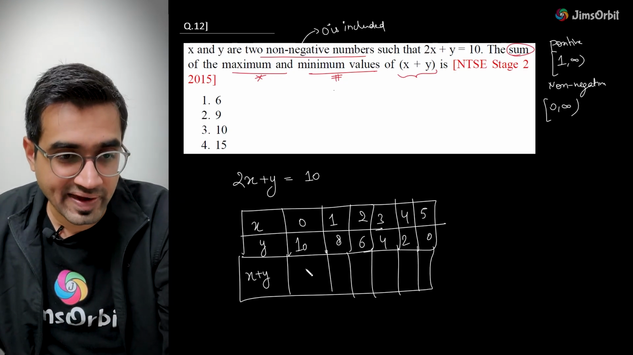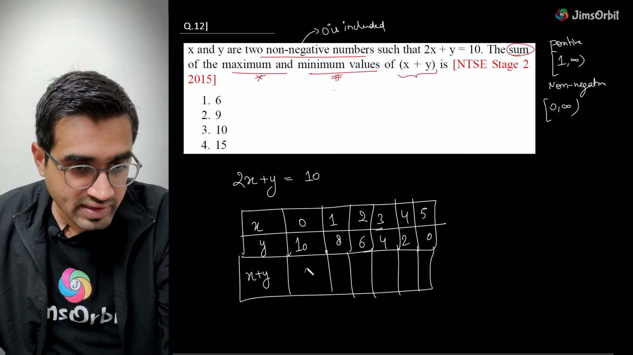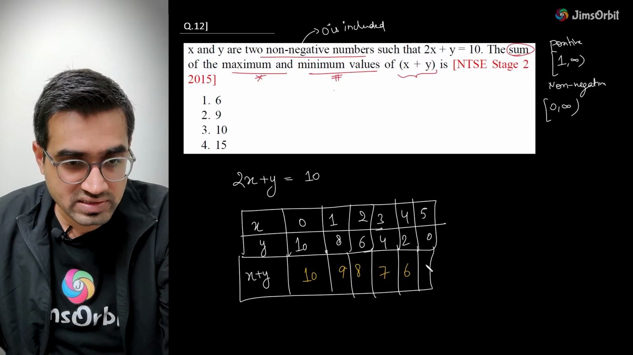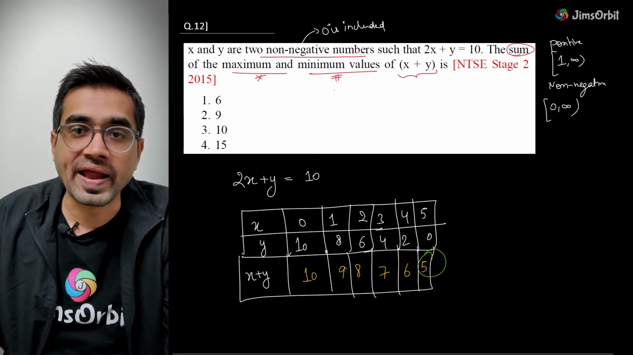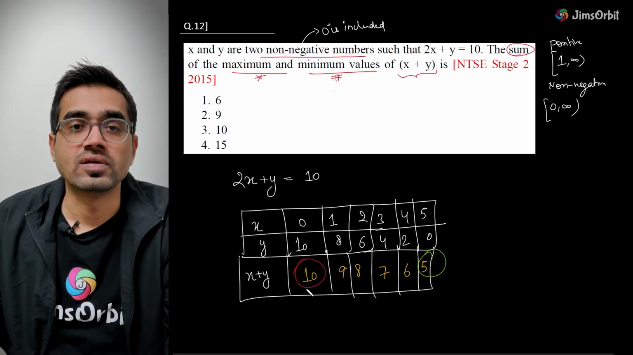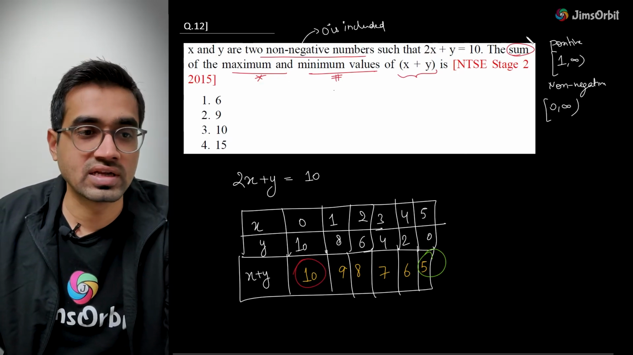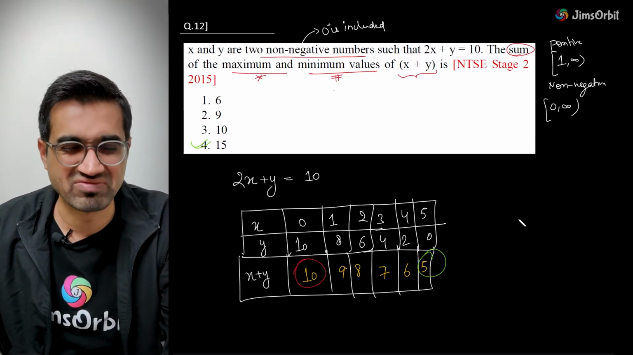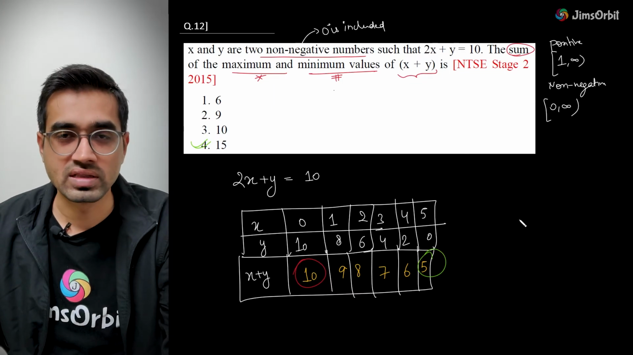Okay, let's start. 10, 9, 8, 7, 6 and 5. So the smallest is 5 and the greatest is 10. So you have to find the sum of these two. So 10 plus 5 is 15. So the answer is 15. It was a very easy question. Compared to the last one and the previous one before, this was very simple.